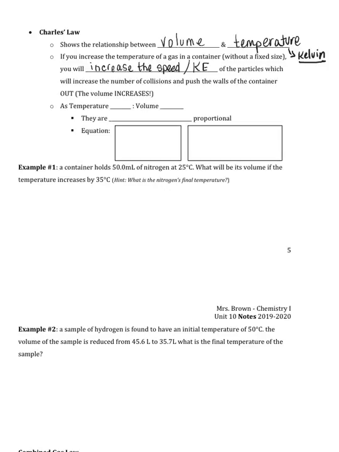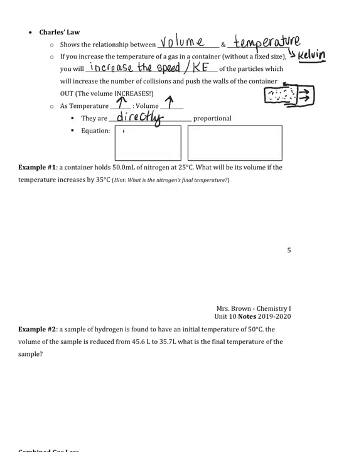and push the container walls out. So imagine you have a container again, and if you have a container that can slide out, if you have your gas particles moving and they're moving faster and faster, this will push and increase the volume. So as temperature increases, the volume will increase. That means that they are directly proportional.